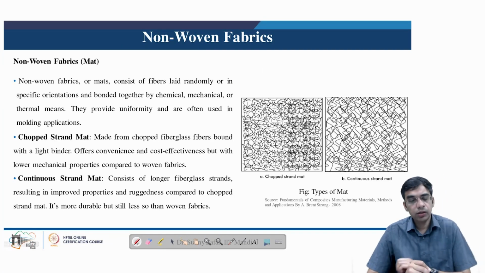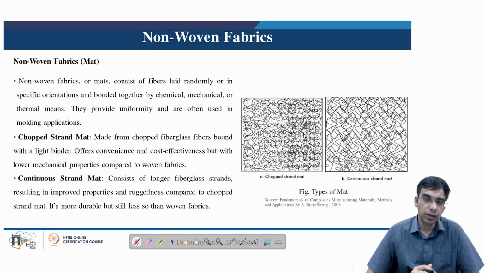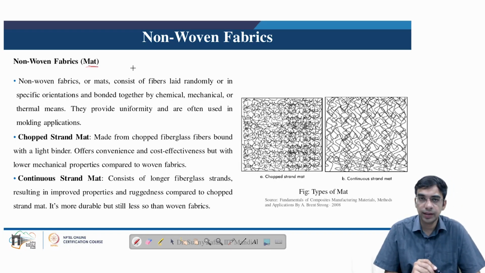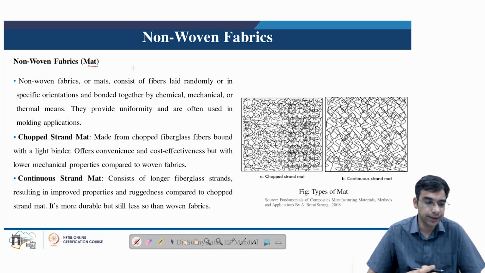So next are the non-woven fabrics. Sometimes the reinforcement may also be used in non-woven configuration, which is known as the mat. In woven configuration we call it a fabric. In non-woven configuration we call it a mat. Non-woven fabrics or mats consist of fibers which are laid randomly in specific orientations and are bonded together by chemical, mechanical or thermal means. They also provide uniformity and are often used in several molding applications.